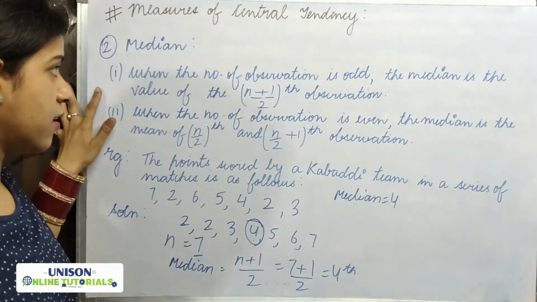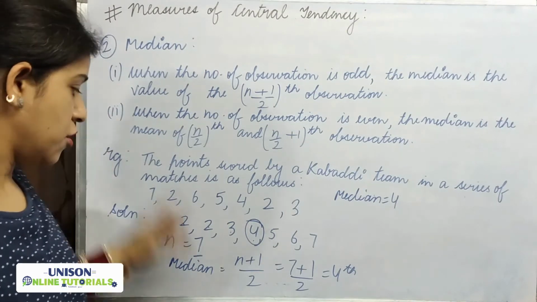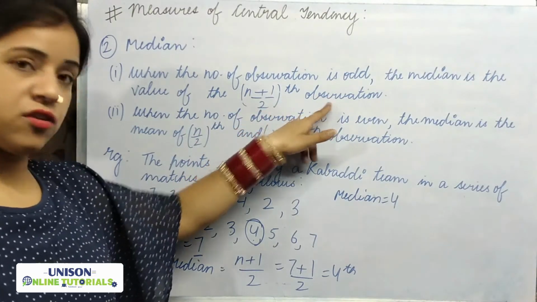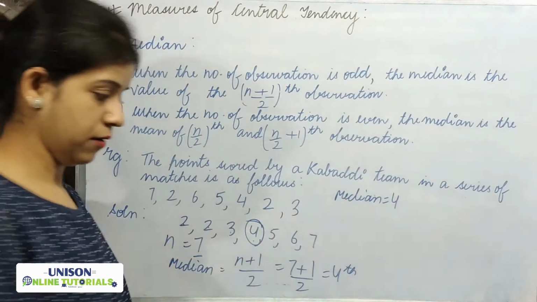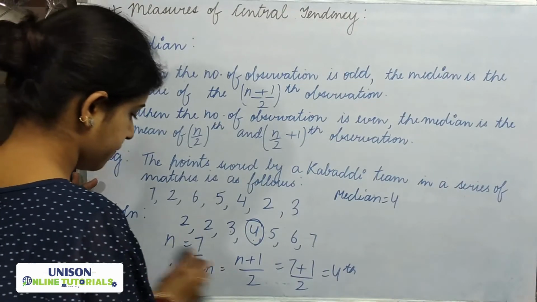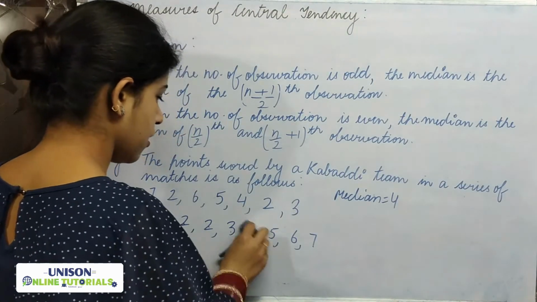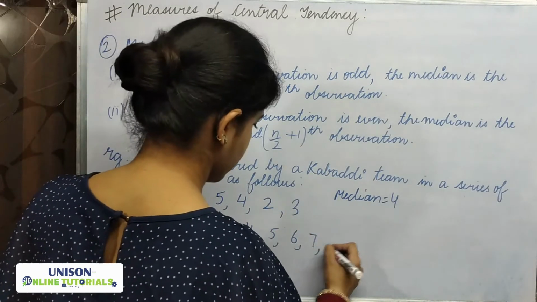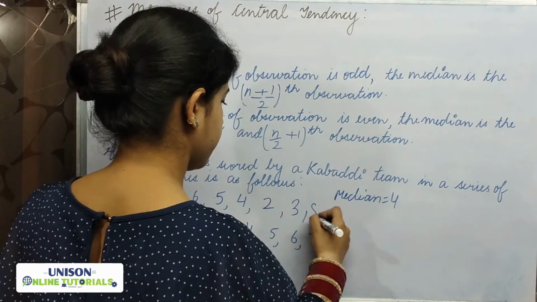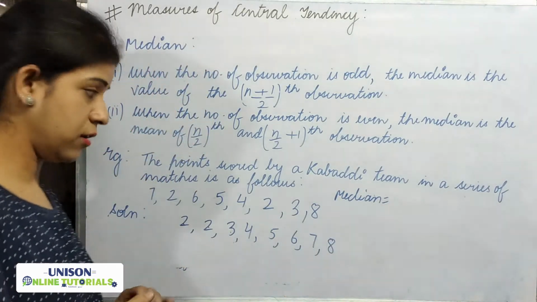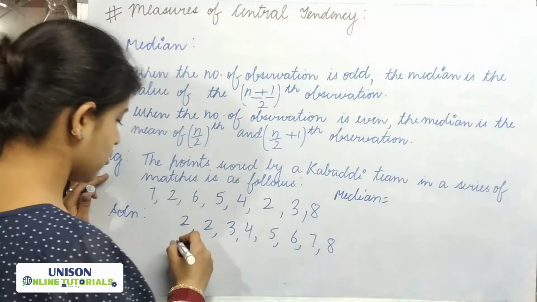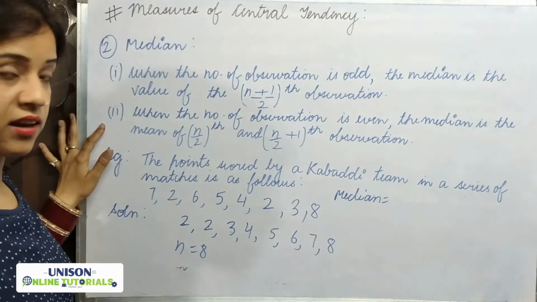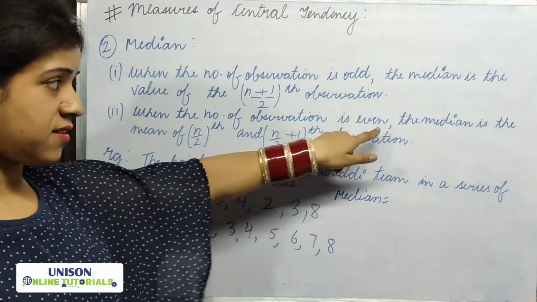Because we have an odd number of observations, we have to find the (n plus 1) by 2th observation and it will become the median. Now I am changing the case. So in this case I am adding one more observation, 8. Now we have to find the median. So in this case the number of observations is 8, that is an even number. So this is the second case, when the number of observations is even.